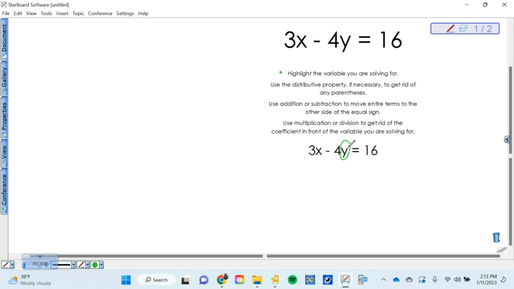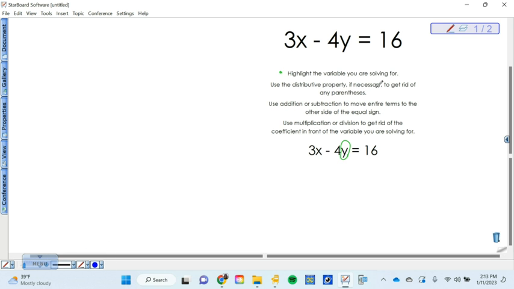3x and 16's not over here. 16's already in the right place. Yeah, and that -4, right? 3x and the -4. Which one should I get rid of first? Yeah, good, 3x. And hold on, let's go back to this.